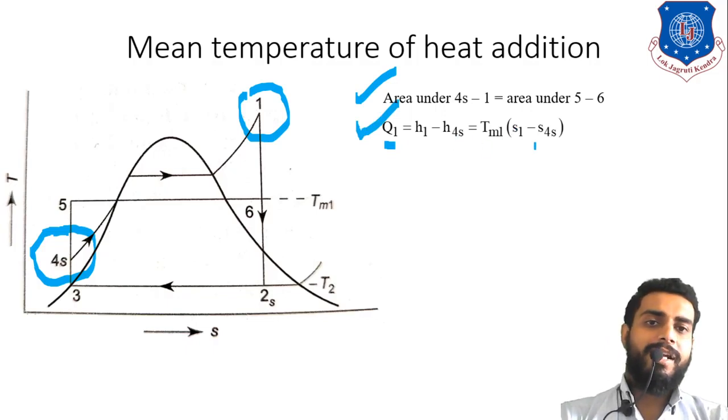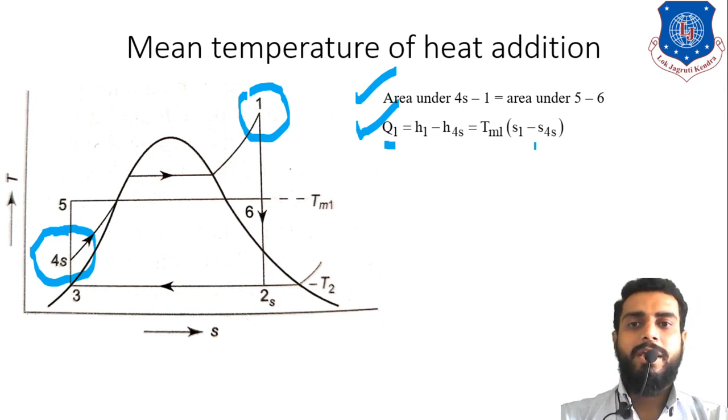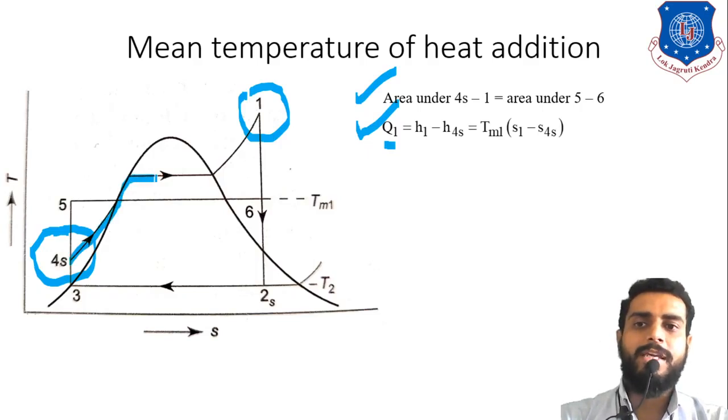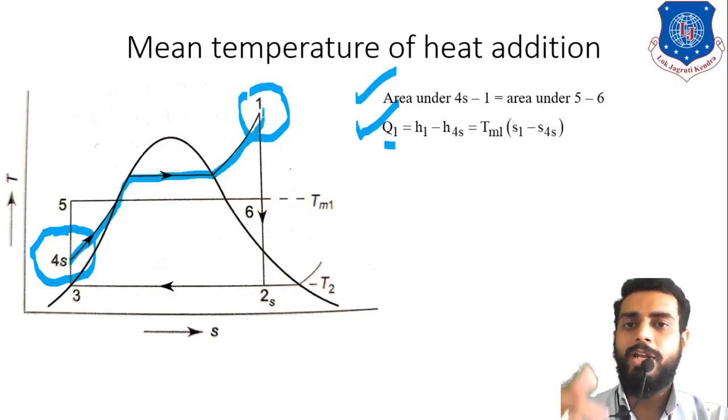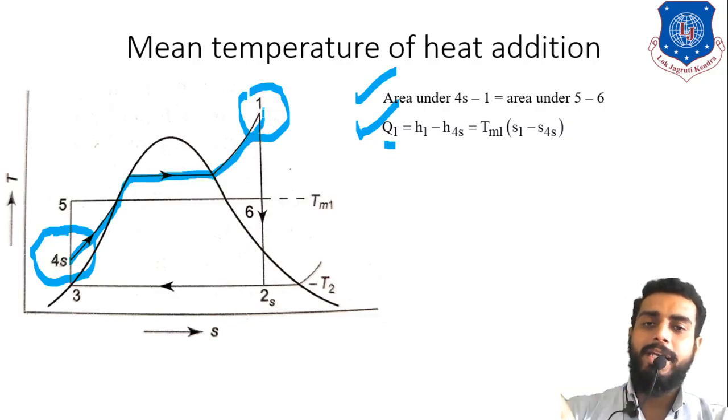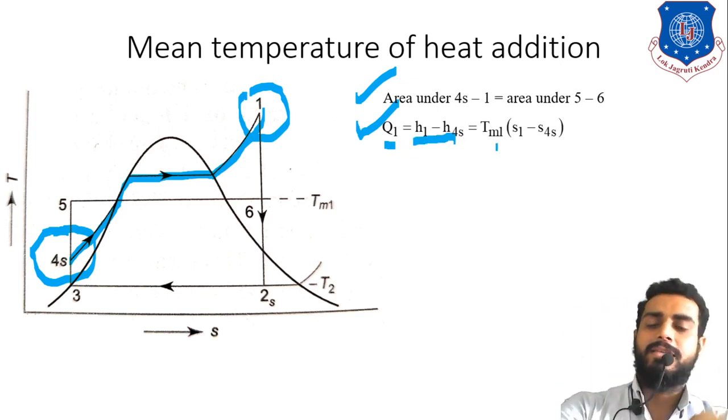Now you might have heard that if you are adding heat at constant pressure, that is nothing but called enthalpy. Here also, process 4s to 1 is taking place at constant pressure. So you are adding heat, that is, you are supplying enthalpy. Now that heat is equal to T dS.